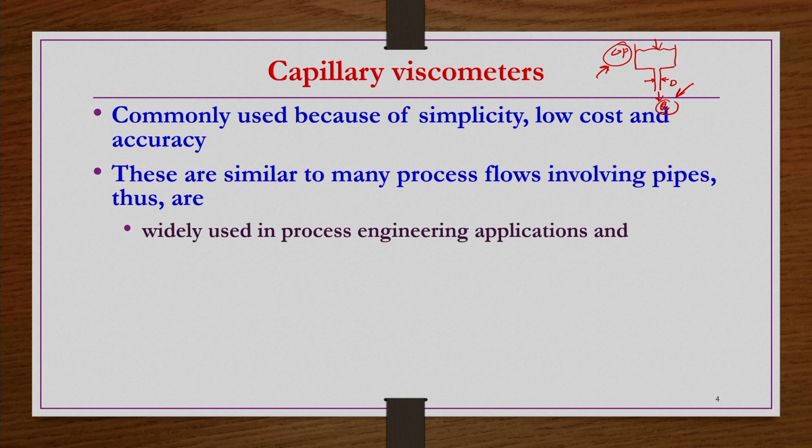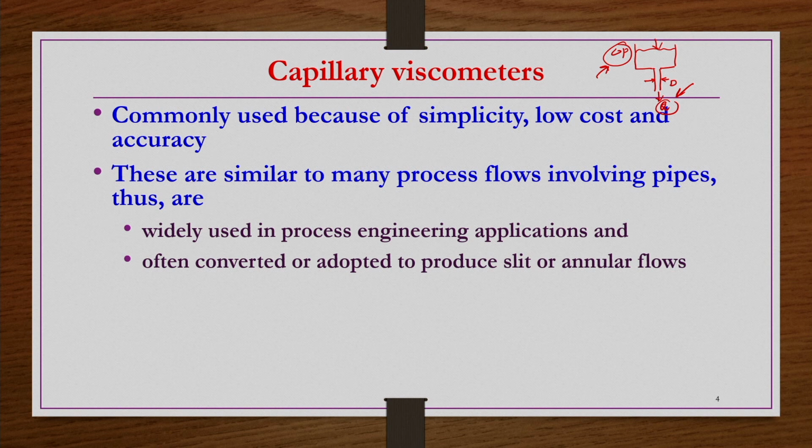Thus, these are widely used in process engineering applications and often converted or adopted to produce slit or annular flows wherever required, so that inline rheology of the material flowing through a pipe can be measured without any difficulty. Okay. That is one of the major advantages from the industry point of view. That is the major advantage of the capillary viscometer from the industrial application point of view.